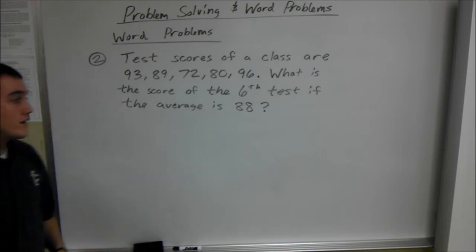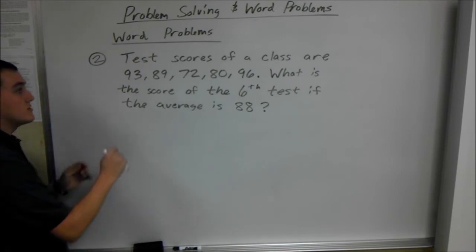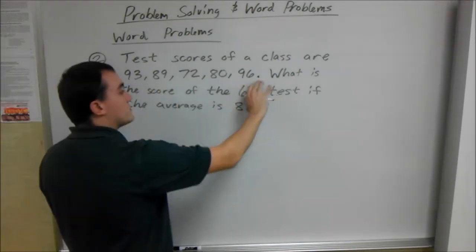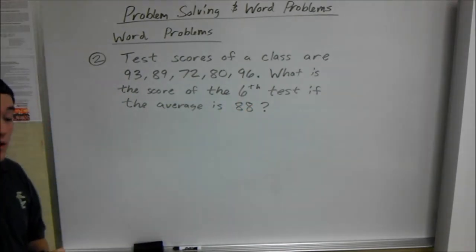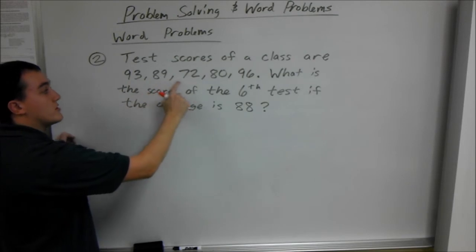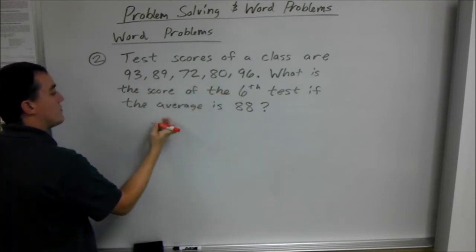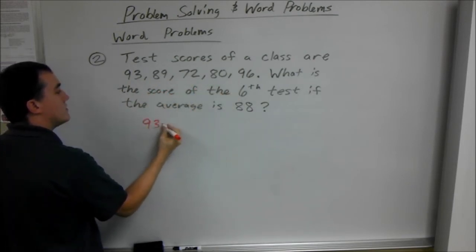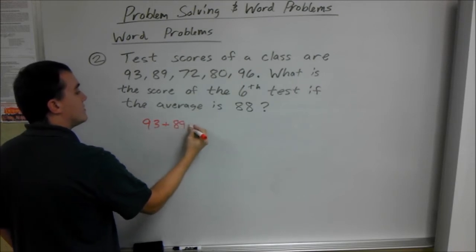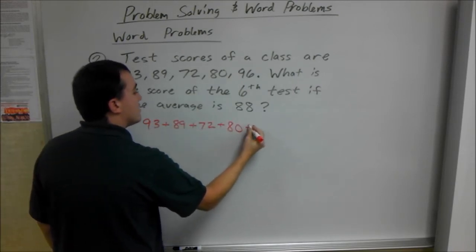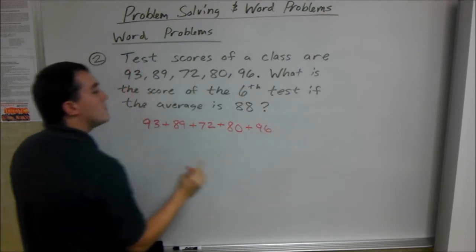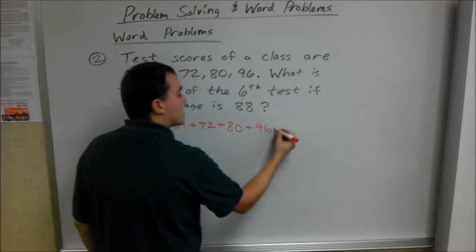So first we need to know how to find an average. The average is just the sum of all of the scores. We don't know what the sixth one is, but that's how we're going to start our equation. The sum of all the scores, sum means add, so we add all these up: 93 plus 89 plus 72 plus 80 plus 96. But we don't know the sixth score, so we're just going to call it x.